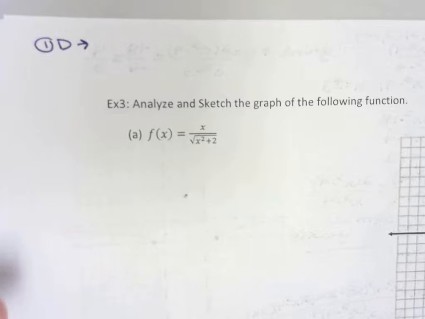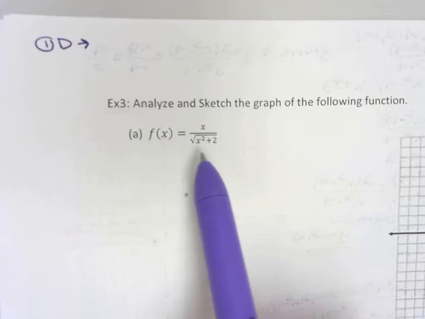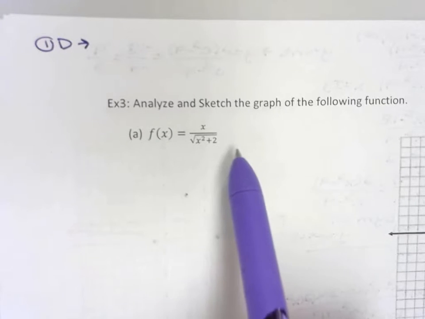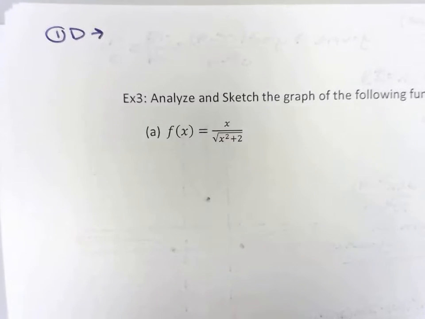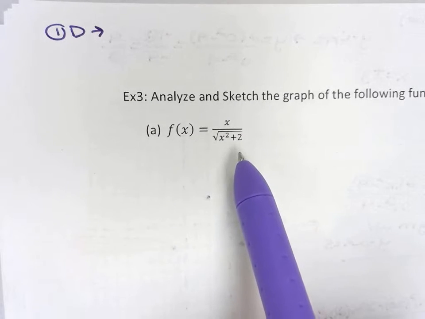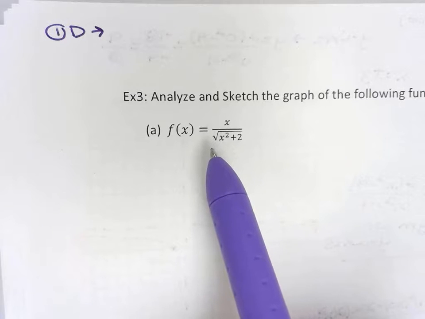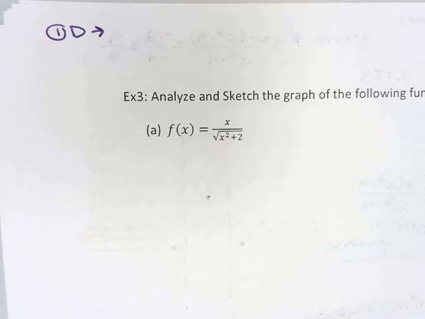Let's start with the rational function. Is there any way I can get a 0 in the denominator? How I would get a 0 in the denominator is if I got something like -2 plus 2. So is there any way I can square something and get a -2? No. So there's no way I can get a 0 in the denominator.